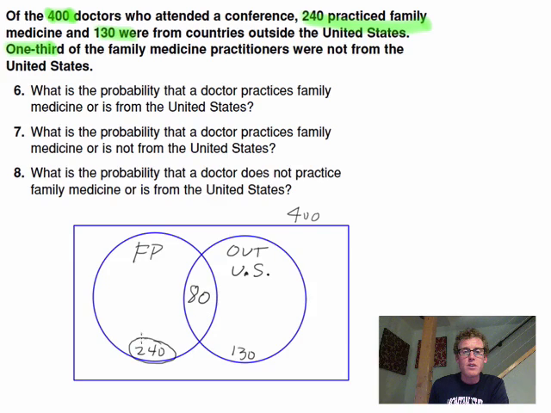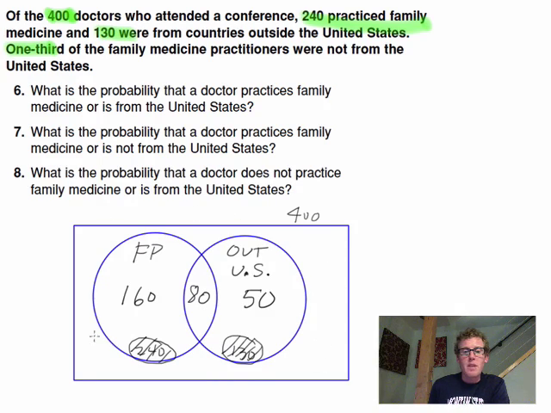But then I have to make sure that this whole box here equals 240. So I think I'm going to do 160. Yeah, because 160 plus 80 gives me 240. Now I can scratch that number out. Okay, and then on the other side, on the outside of the US, there's 80 that are family practitioners, so that means there's going to have to be another 50 that are not. And when I add those two up, 80 plus 50, that gives me 130. So I can cross that out.